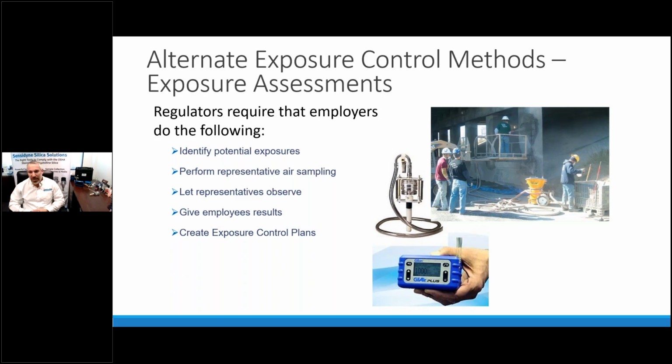So, some alternate exposure control methods for exposure assessments. This is where regulators require that employers do the following: identify potential exposures, perform representative air sampling, and let representatives observe the air sampling. They must provide the results of the air sampling to the employees, and then of course, based on the findings, create these exposure control plans.